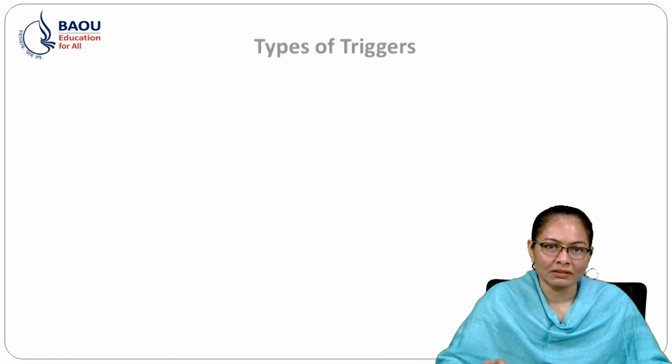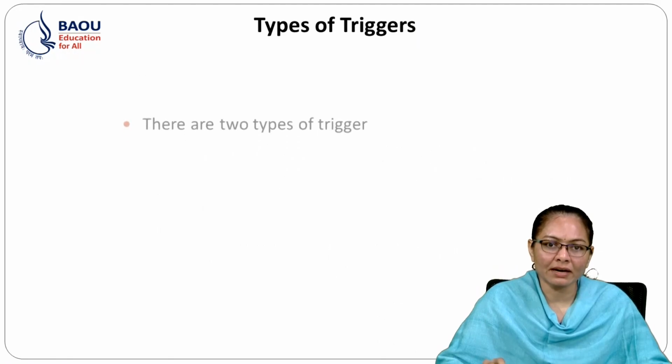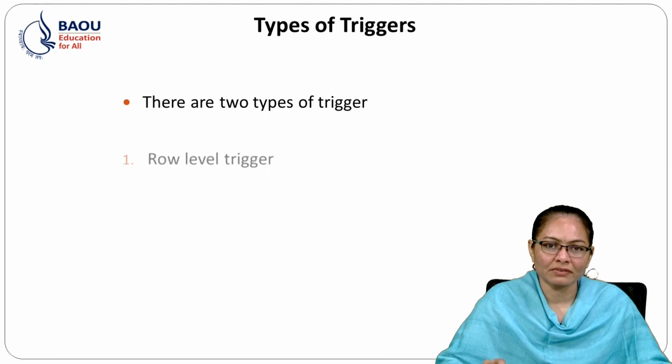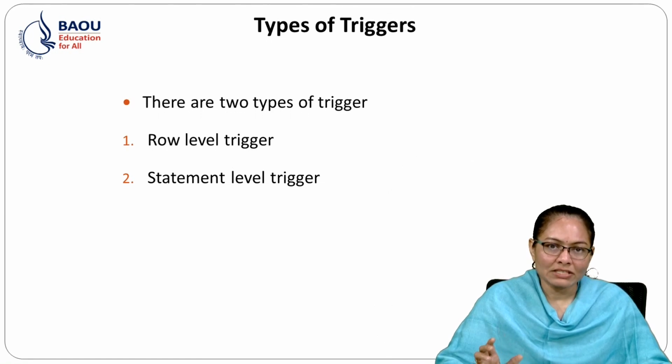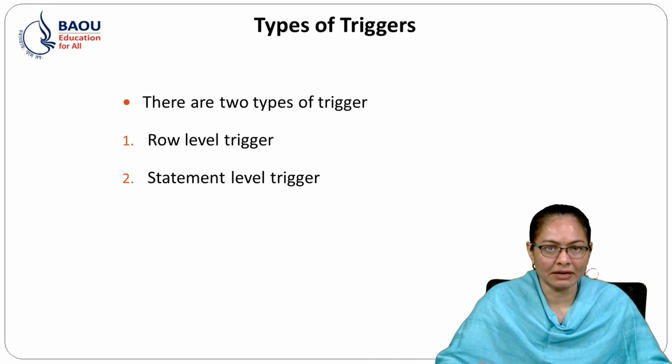Now, the types of trigger. There are two types of trigger. First is the row level trigger and the second one is the statement level trigger. Now, what is a row level trigger? A row level trigger occurs once for each row in a database affected by the particular operation. In the case of insert, update or delete operation, the row level trigger occurs multiple times depending on the number of rows affected.